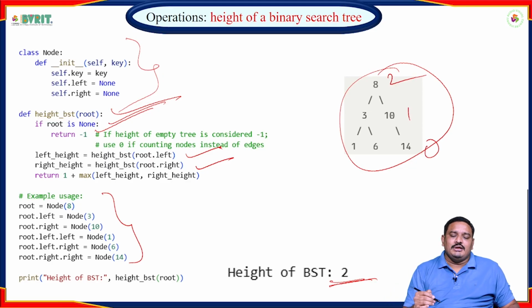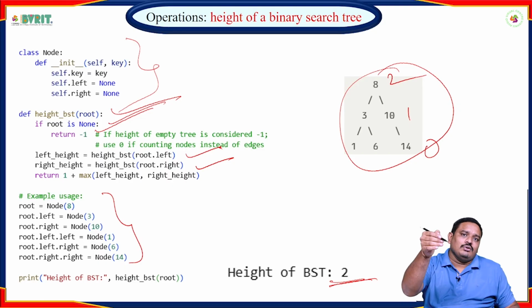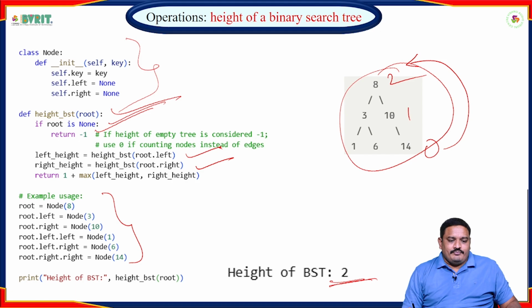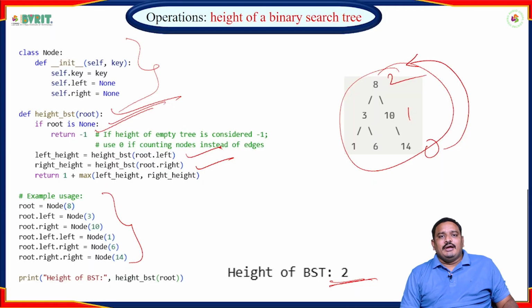The height of the tree is found from the leaf node to the root node. Leaf node to root node means bottom to top. That is the height of the binary tree.